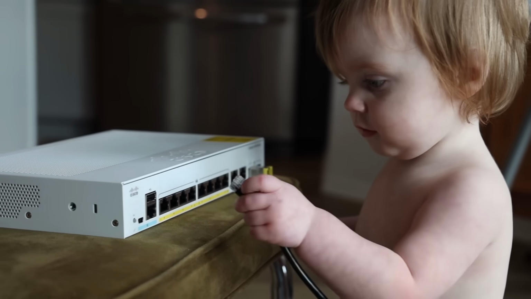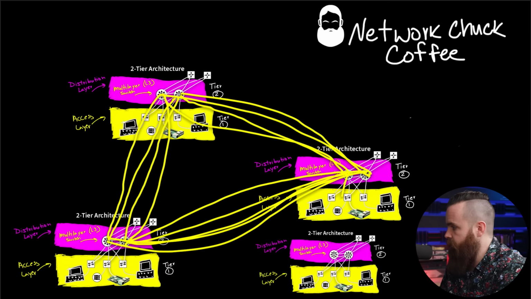Hey, I've got a question for you. Can your network survive a pug? Okay, what about a baby? If it can't, if you can't afford to lose one link or one switch or one router, you're doing it wrong. In this video, I'm gonna show you two network architectures that can help make our networks awesome.